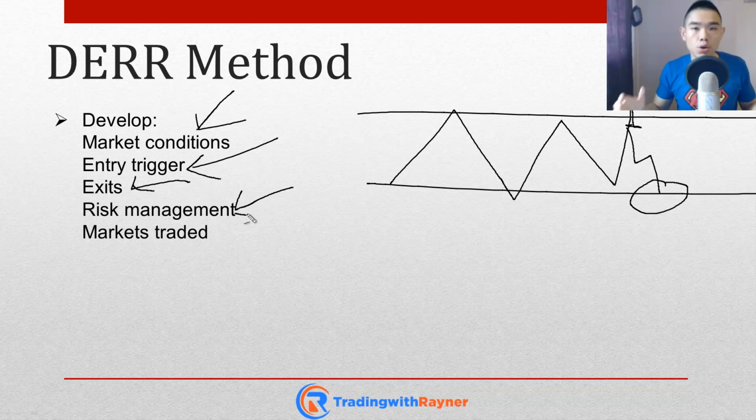Next, your risk management. How much are you going to risk on this trade? 1% of your account? 2%? 0.5%? Again, you have to define it. And lastly, the markets that you're trading. What markets are you trading? Forex, bonds, futures? I don't know. What markets are you trading?